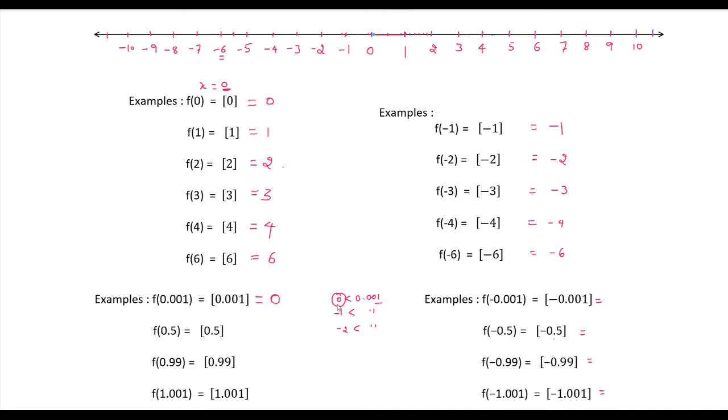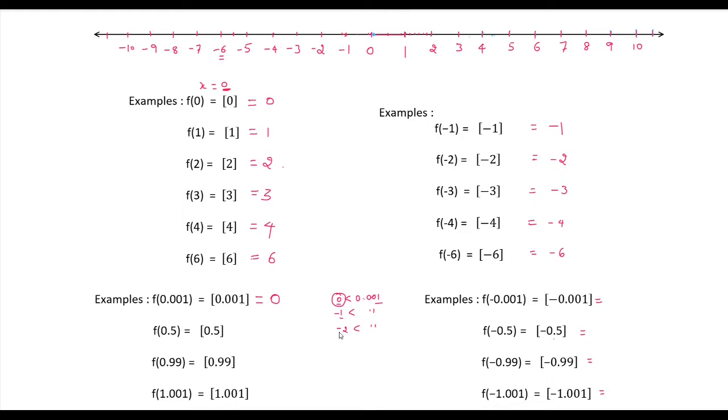The greatest integer function assumes this value as 0. That is greatest integer less than or equal to x. But equality comes into picture whenever our x is an integer. Whenever it is a decimal value, whenever x is not an integer, then less than comes into picture.